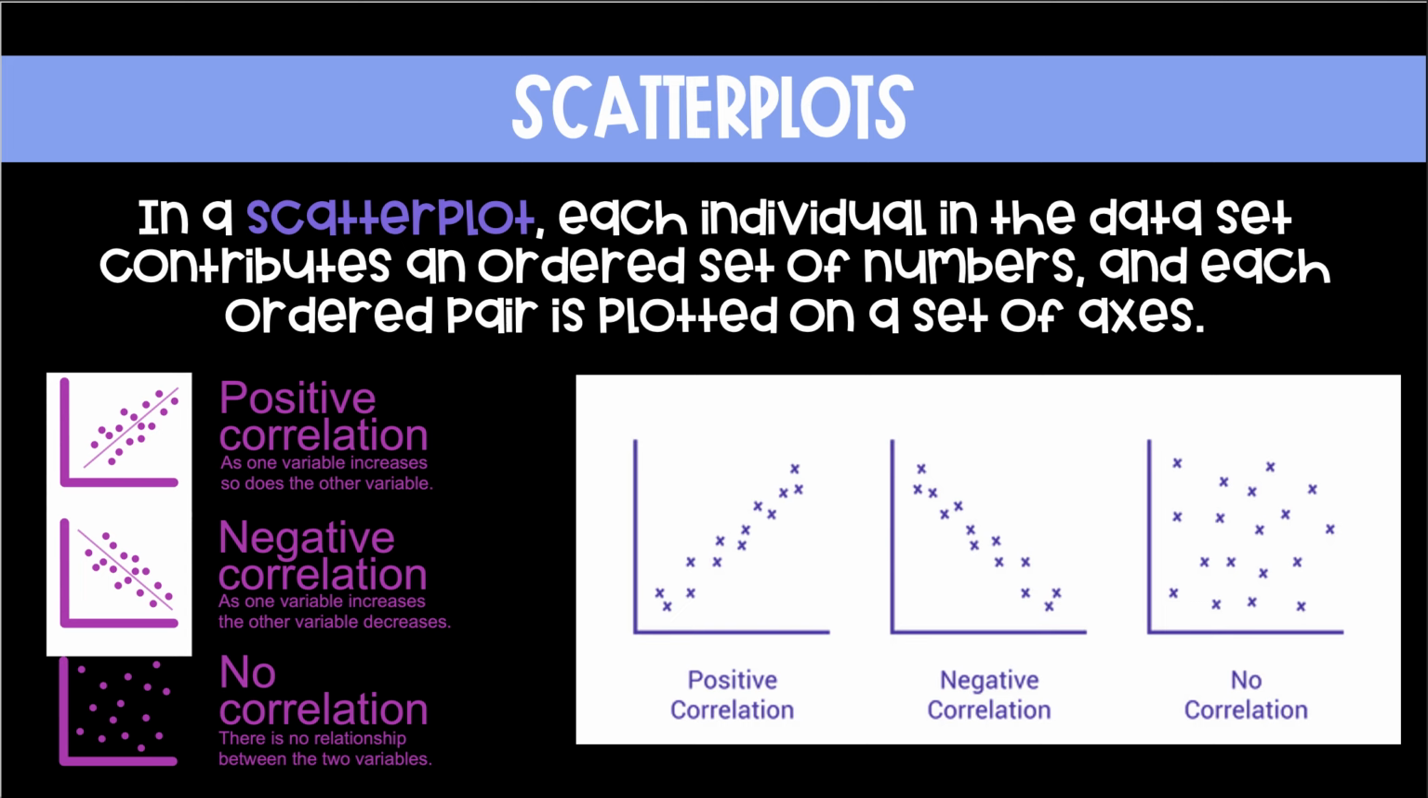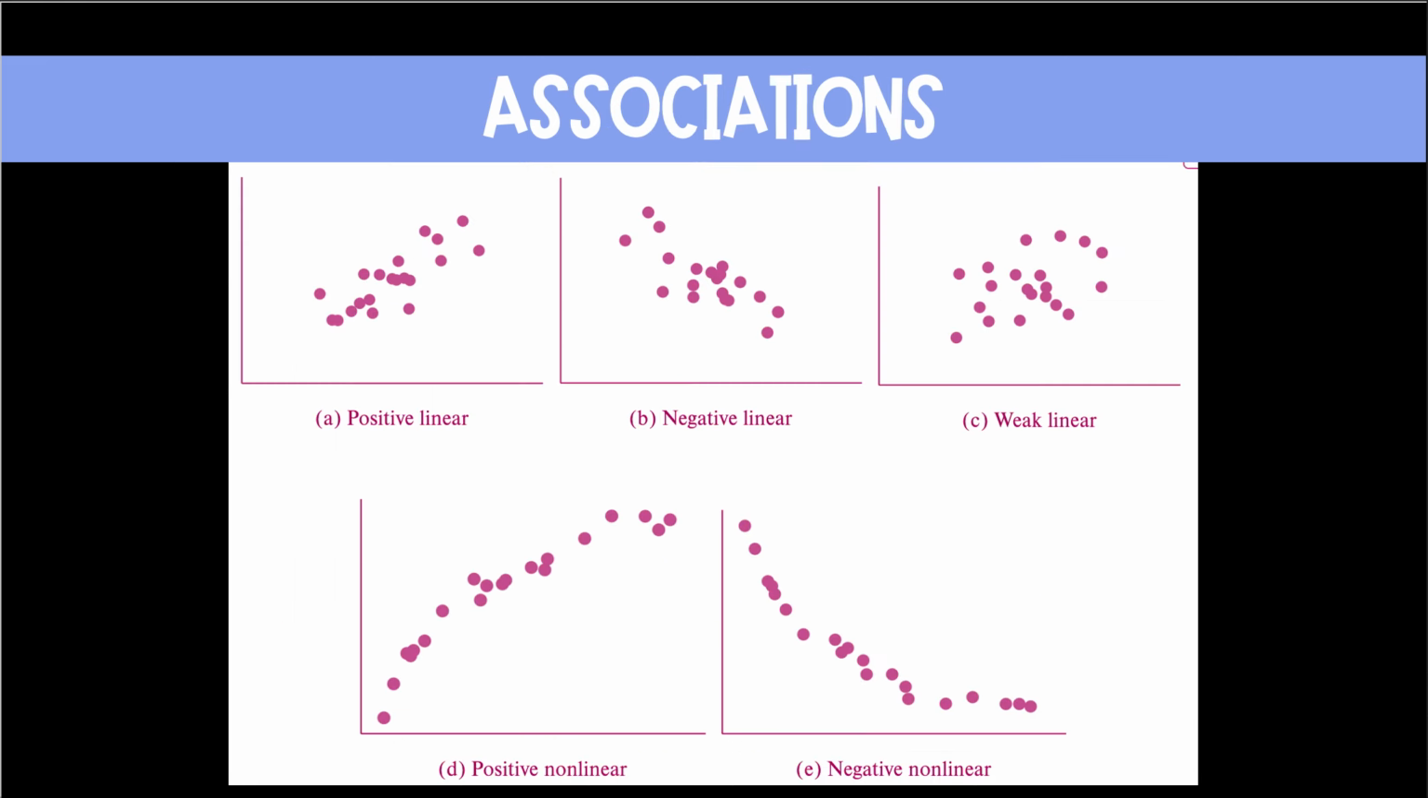Now, depending on the behavior of your scatter plot, we're going to be labeling our correlations as positive, negative, or no correlation. Sometimes it's very clear, like in the examples on your screen. Sometimes it's not as easily spotted. If you notice on the first two pictures, we have a positive linear and a negative linear correlation.